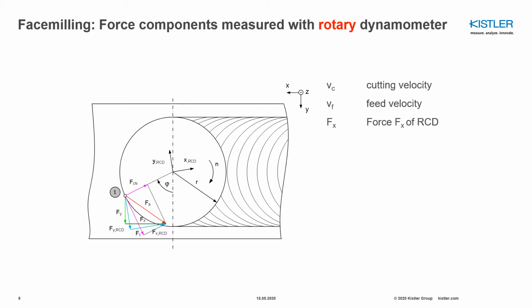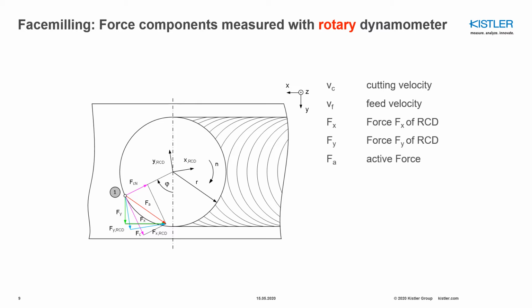Now if you look at the x components of the force measurement from the rotary dynamometer, as you can see, the blue vector is here, and that is different compared to the green one, which is the force measurement in the x direction with the stationary dynamometer. If you look at the y component of the RCD measurement, you can see the blue vector here, and that is also different from the stationary dynamometer.